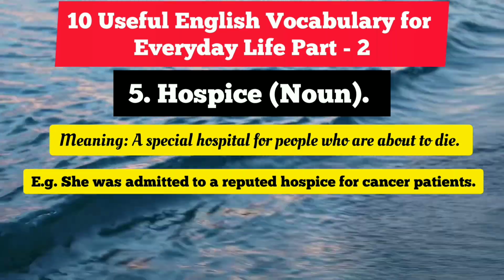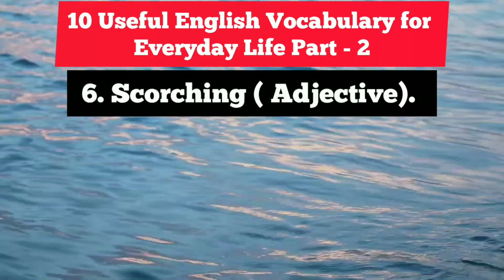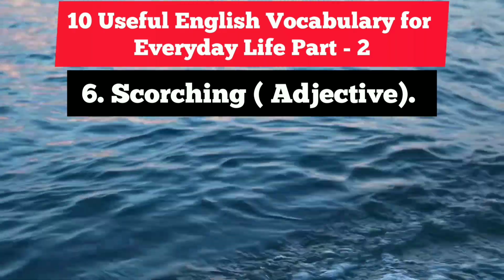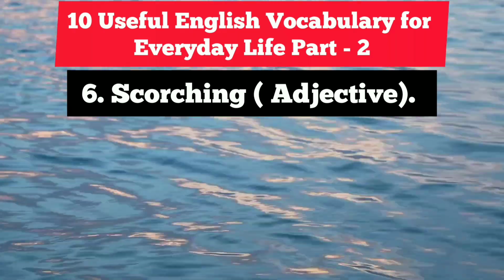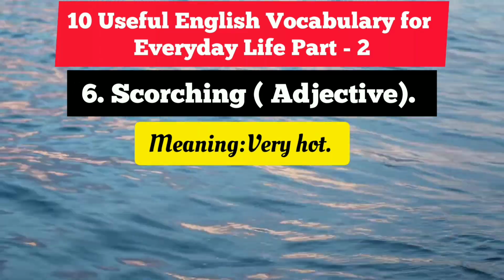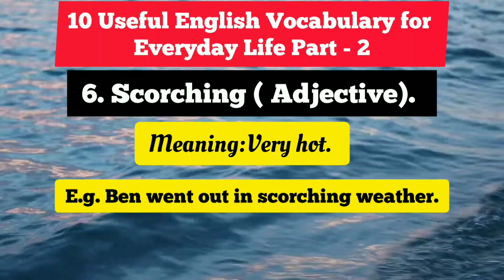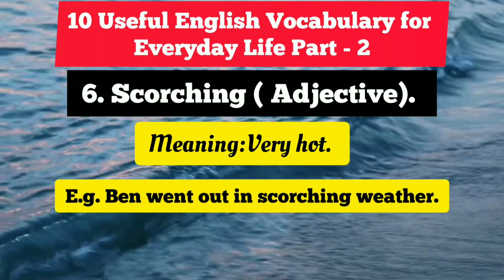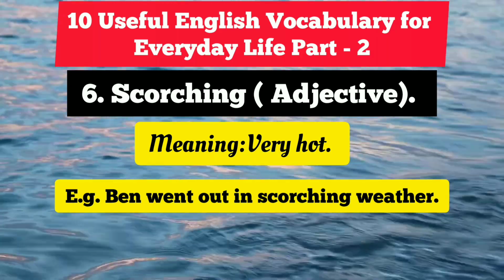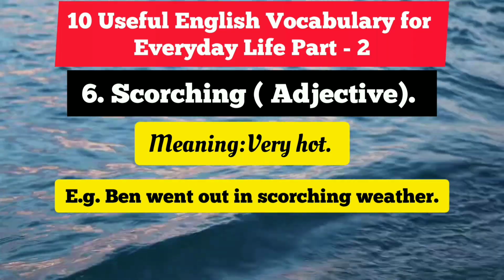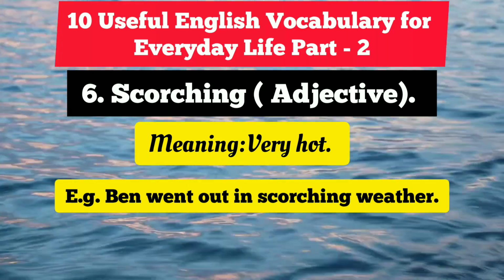So let's see the sixth vocabulary. So let's turn our attention towards the sixth useful vocabulary for everyday life, which is scorching. Scorching means very hot. So let's see how to use it. It is also an adjective. In fact, Ben went out in scorching weather. That means he went out in extremely hot weather. Okay, so you can say it's scorching hot also sometimes. That means very hot. So I'm quite sure it's clear how to use this word scorching.